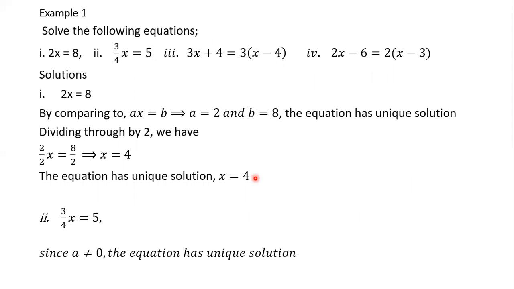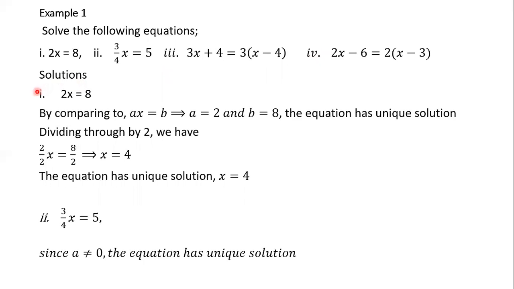Now let's look at the examples. Solve the following equations. I, 2x equal to 8. II, 3 over 4x equal to 5. III, 3x plus 4 equal to 3 into bracket, x minus 4, bracket closes. Then IV, 2x minus 6 equal to 2 into bracket, x minus 3. So let's see how you can solve these examples.